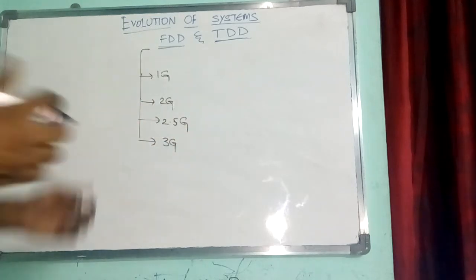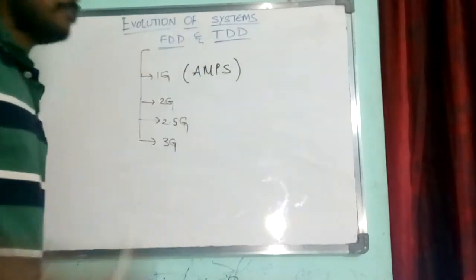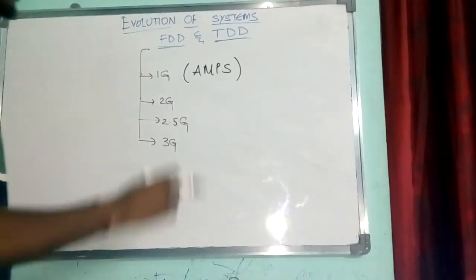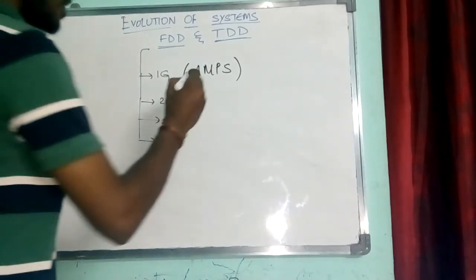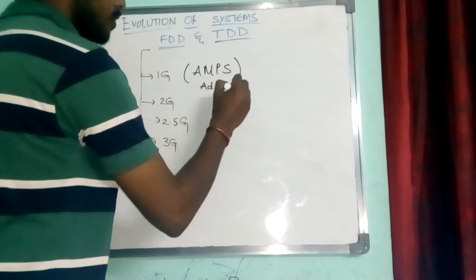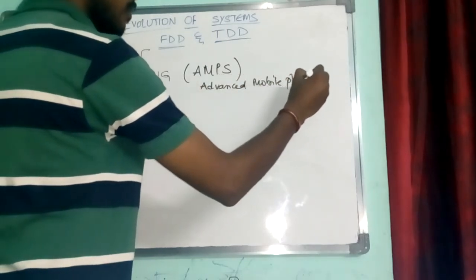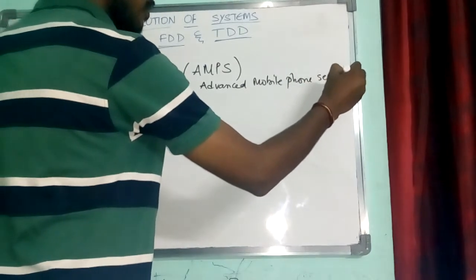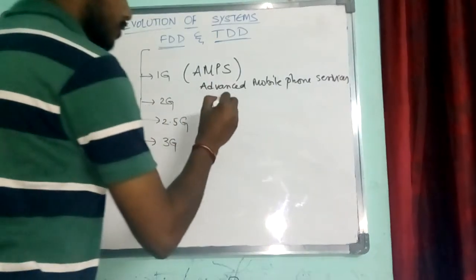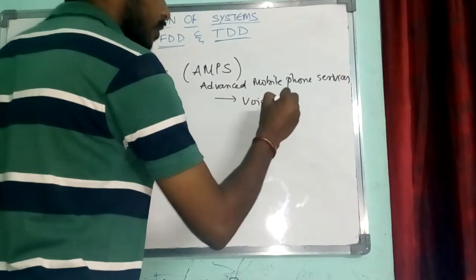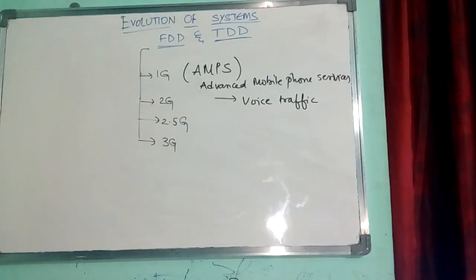Now, 1G systems are called AMPS, Advanced Mobile Phone Services. They are only used, or mostly used, for voice traffic.